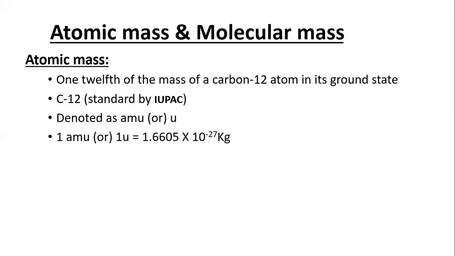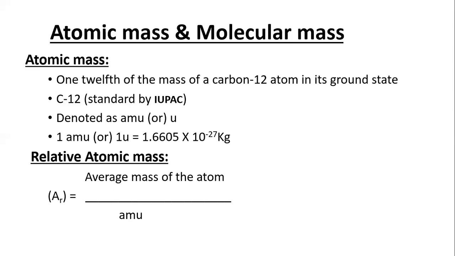Atomic mass means it will be 1/12 of the mass of the carbon-12 atom in its ground state. The next comes relative atomic mass. This relative atomic mass is given by the ratio of the average mass of the atom and the atomic mass unit. This ratio will give the relative atomic mass, and this will be represented by Ar.